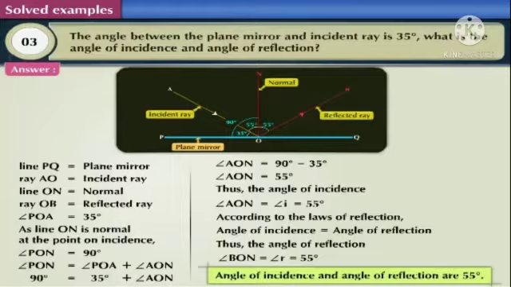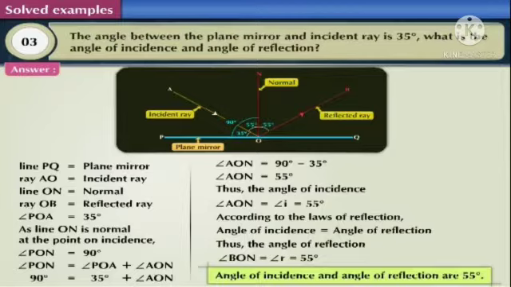Angle PON is equal to angle POA plus angle AON. Therefore 90 degree is equal to 35 degree plus angle AON. So therefore angle AON is equal to 90 degree minus 35 degree. That is angle AON is equal to 55 degree. Thus the angle of incidence AON is equal to 55 degree.